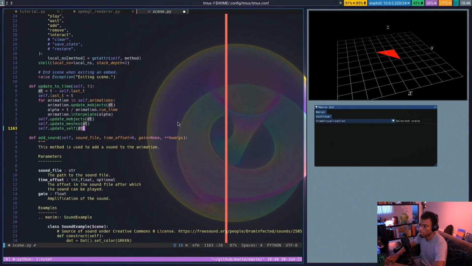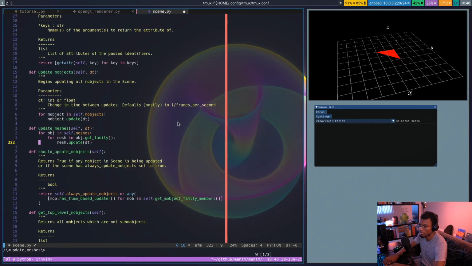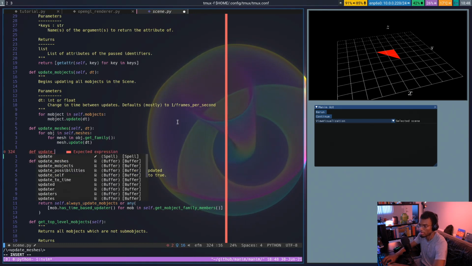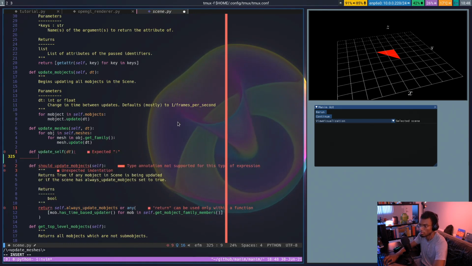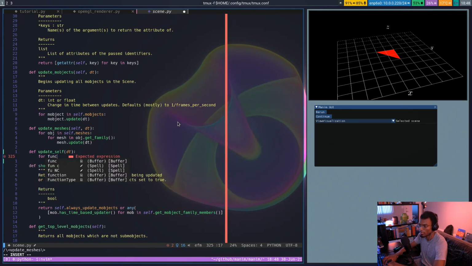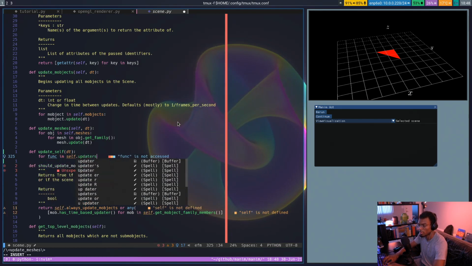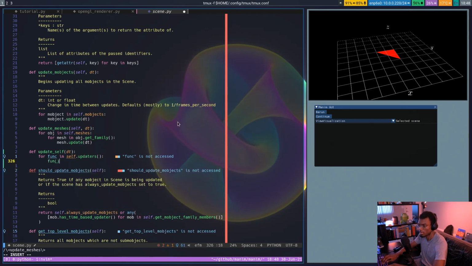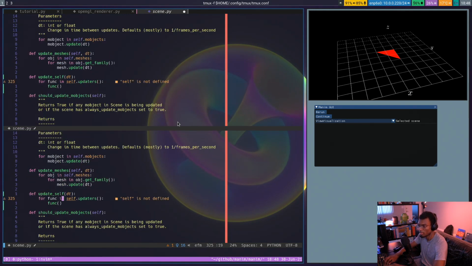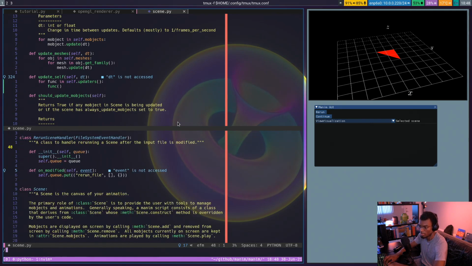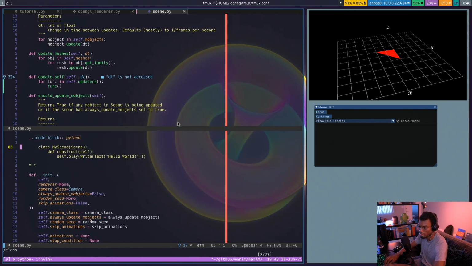Okay, so update self. If I go to update meshes here, I'm just gonna make up an update self. I'm gonna say for function in self.updaters, I just call func. And self.updaters doesn't exist, so I'm just gonna add that in here.